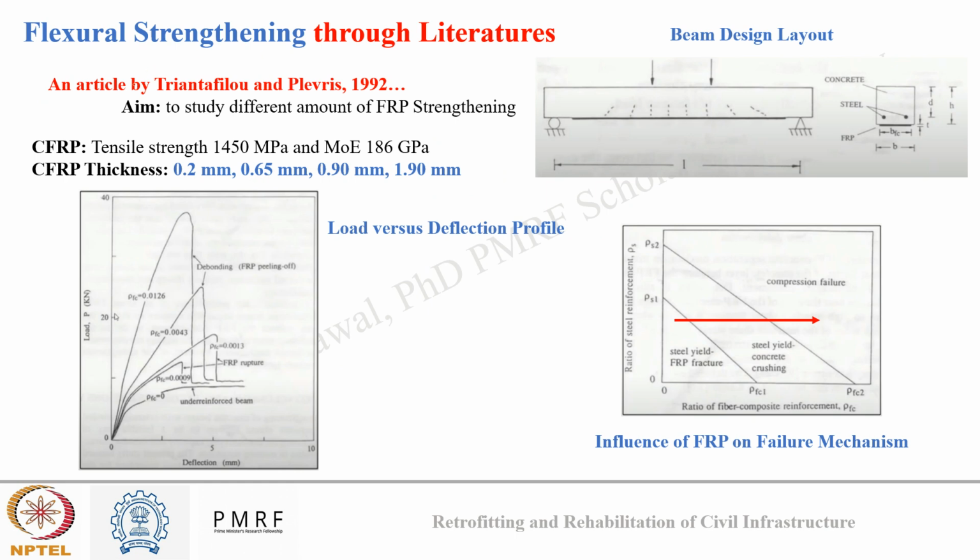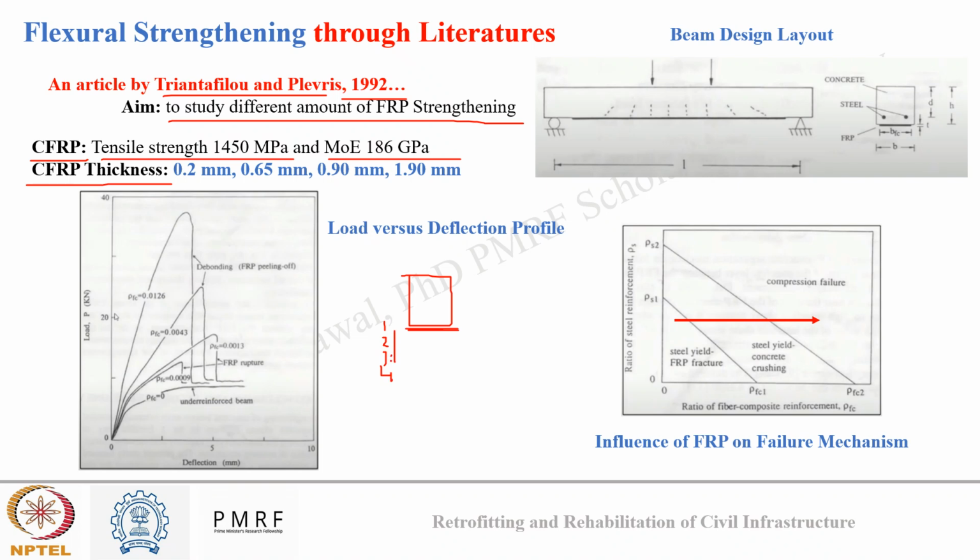Now this next article was published in 1992 by these two authors, and they studied different amounts of FRP strengthening. So what they did, they used carbon fiber reinforced polymer of a certain tensile strength and Young's modulus, and they changed the thickness. So I have this beam. Here I am attaching my FRP sheet. So they attach, suppose, 1 sheet, 2 sheets, 3 sheets, and 4 sheets.